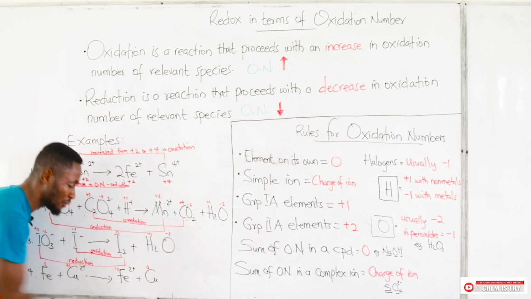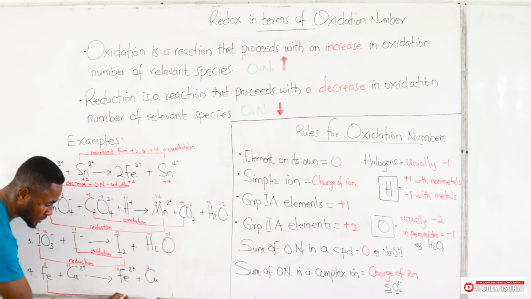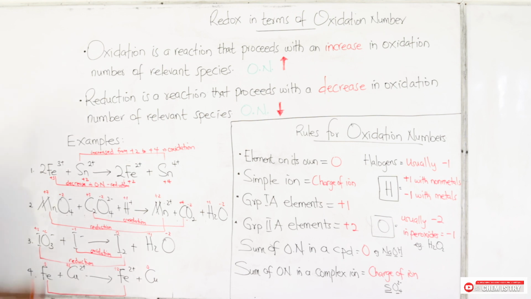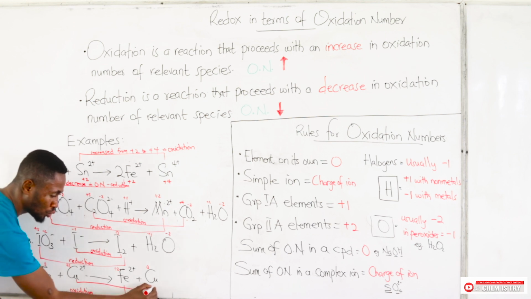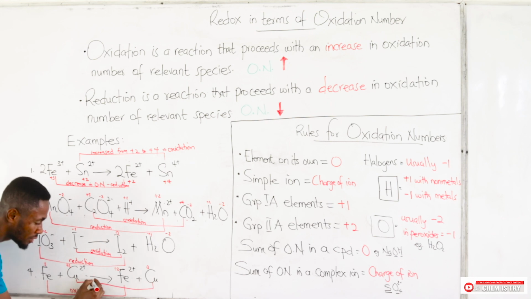So when we look at them critically, you realize iron has oxidation number changing from 0 to +2, and it's undergoing oxidation because its oxidation number is increasing. Copper reducing from +2 to 0, so it's undergoing a reduction in oxidation numbers.